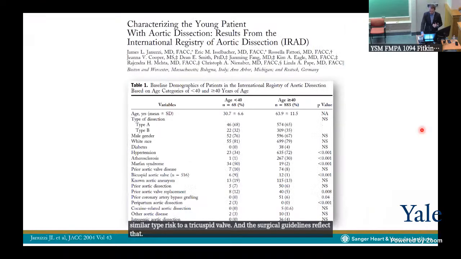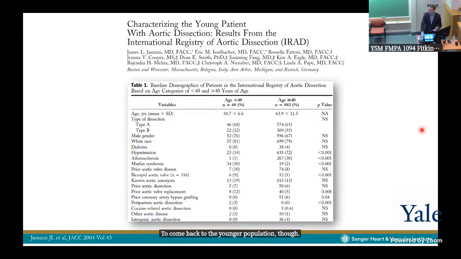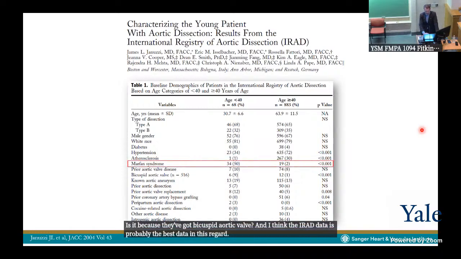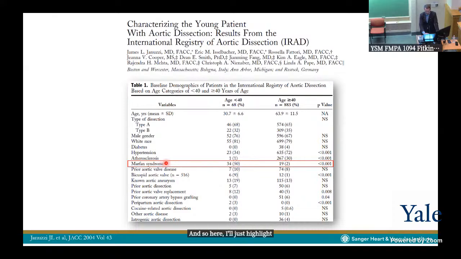To come back to the younger population, though, when they're dissecting, is it because they've got bicuspid aortic valve? And I think the IRAD data is probably the best data in this regard. Here, I'll just highlight, most of the patients that dissected, 50% of them actually had Marfan. So under 40, if you dissect, you have a 50% chance that it's Marfan that's driving it, versus bicuspid valve, which was 9%. So under 40, it's not common for you to get a dissection.